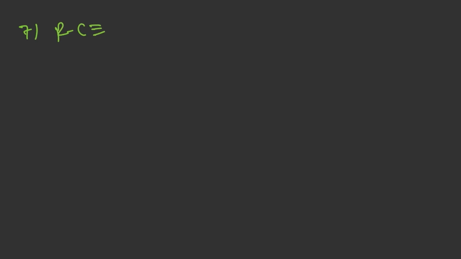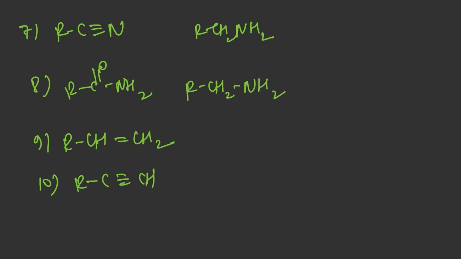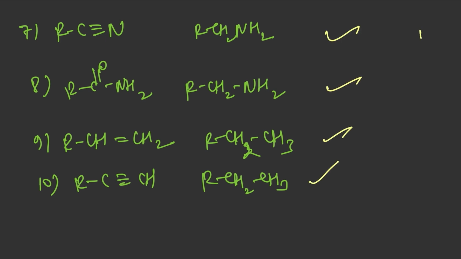Seventh, we have cyanide, RC triple bond N. Eighth, we have RC double bond O NH2. Ninth, we have RCH double bond CH2. 10th, RC triple bond CH. So the product is RCH2NH2, RCH2NH2. Here we have RCH3. Now we all know its product, but does it form with BH3 THF? Yes, it does. We have seen already, and it also forms the product with H2 nickel platinum palladium.